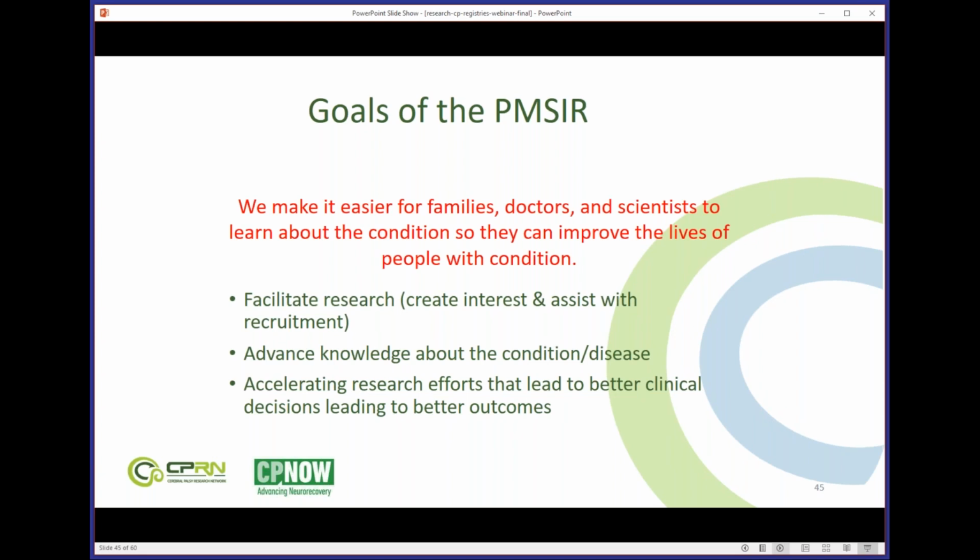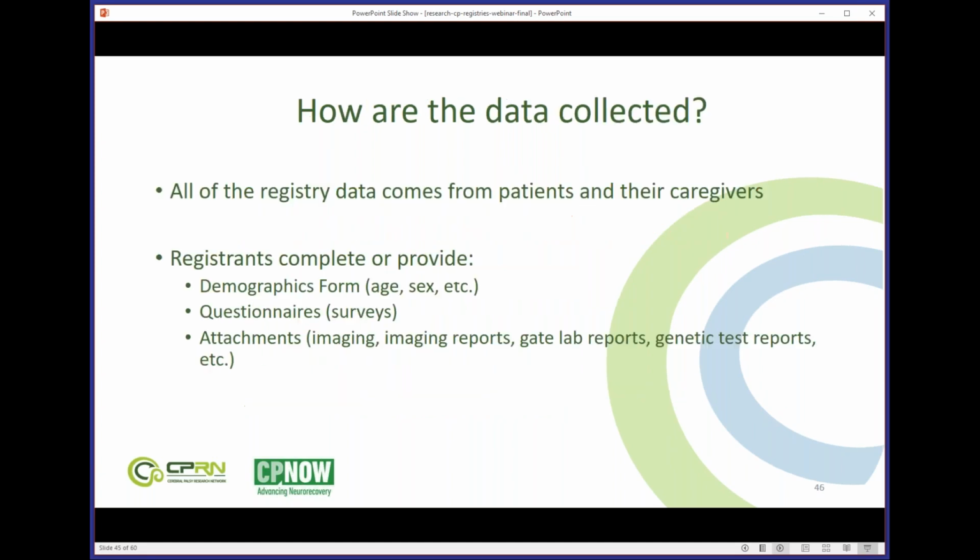So the bottom line is we want to make it easier for families, doctors, and scientists to learn about the condition so they can improve the lives of the people living with the condition. So how do we collect the data? All of the registry data in the PMS-IR comes from, for now, caregivers.